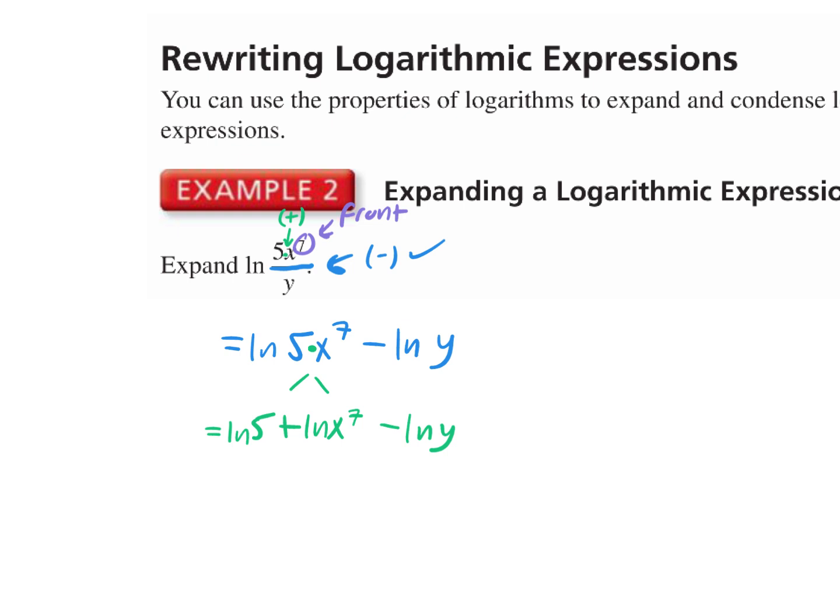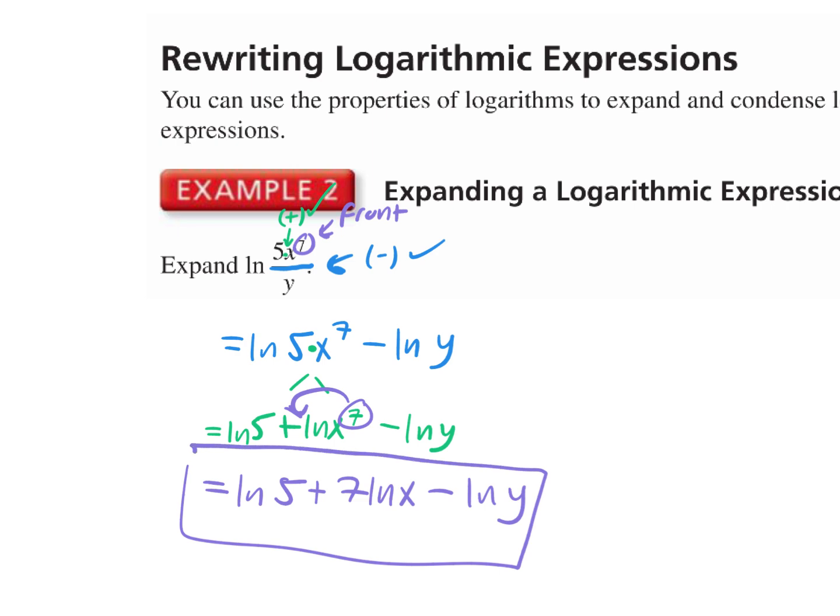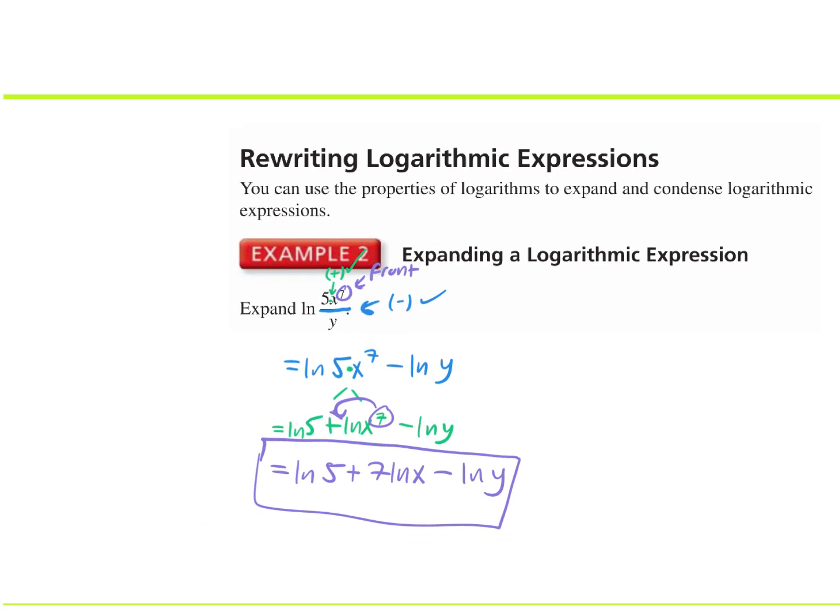All right, and so we just took care of that multiplication, and then now I want to take care of that exponent, right? So I see an exponent over that x, and that's going to go to the front. All right, so then this is going to become ln of 5 plus 7 ln of x minus ln of y. And then that's as simple as we can get, right? And you can tell if you're done just by checking the inside of each log. Is there any products? Is there any exponents? Is there anything that's being divided? All right, and the answer is no, and we did account for everything that we originally anticipated.